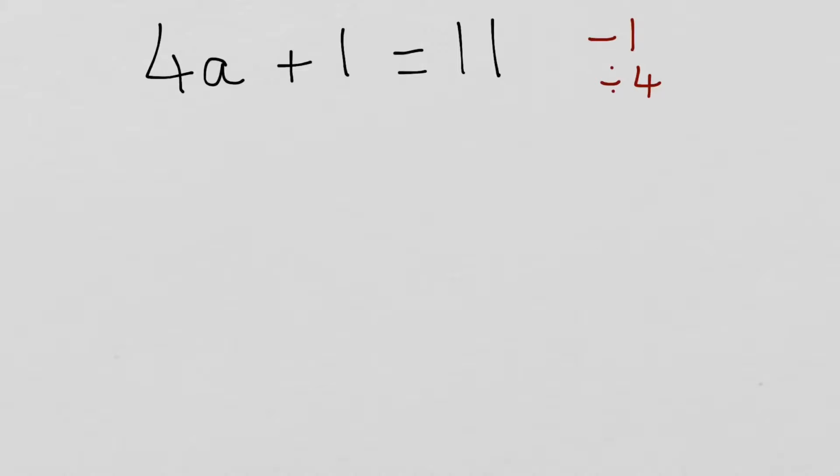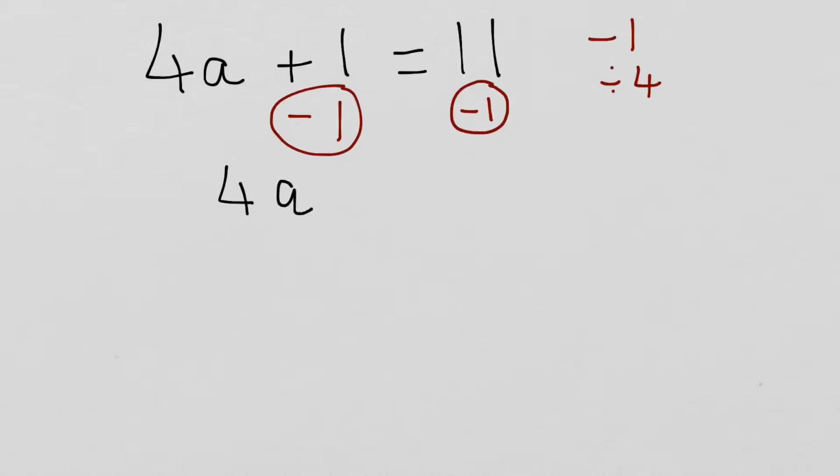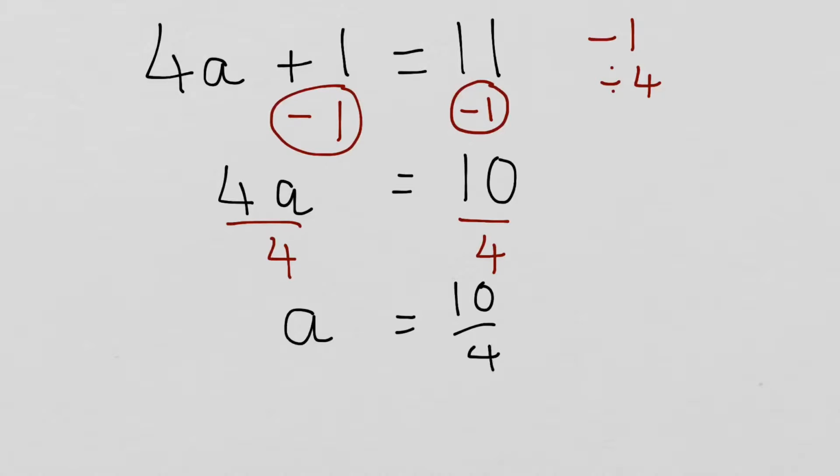So to set it out in an exam, we're going to take away the 1 from here, so we need to take away a 1 from the other side of the equals. So we're left with 4a equals 10. So to get a by itself, we're going to divide by 4, so divide both sides by 4, and then simply leave your answer as a fraction, so 10 over 4, which can then simplify to give you 5 over 2, and if you really want to, you can change it to a decimal, which is 2.5.